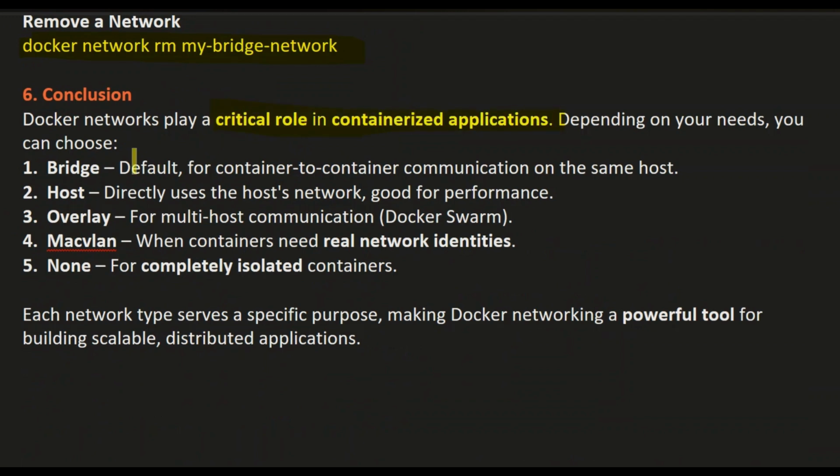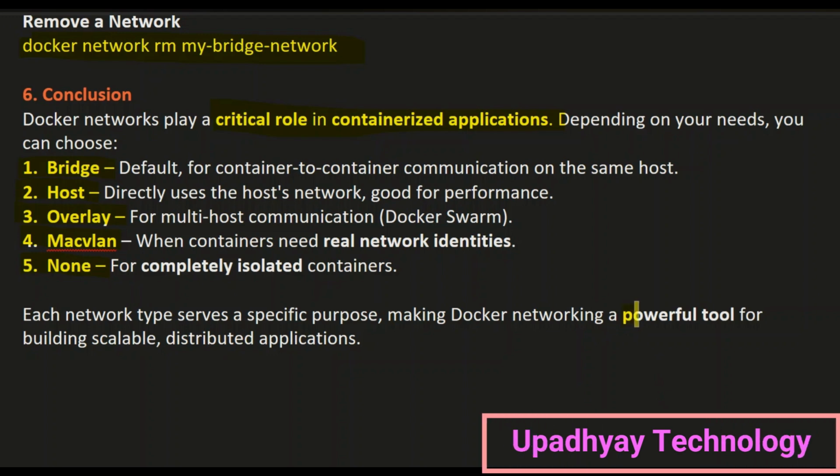Depending on your needs, you can choose 1. Bridge, default, for container-to-container communication on the same host. 2. Host, directly uses the host's network, good for performance. 3. Overlay for multi-host communication, Docker Swarm. 4. Macvlan, when containers need real network identities. 5. None, for completely isolated containers. Each network type serves a specific purpose, making Docker networking a powerful tool for building scalable, distributed applications.